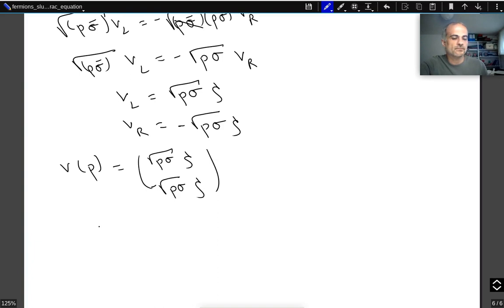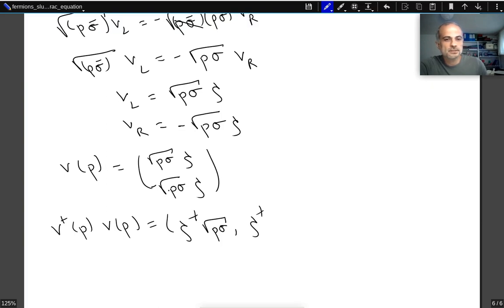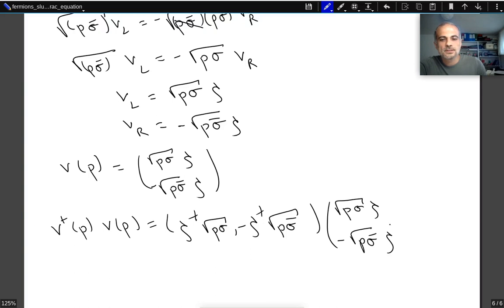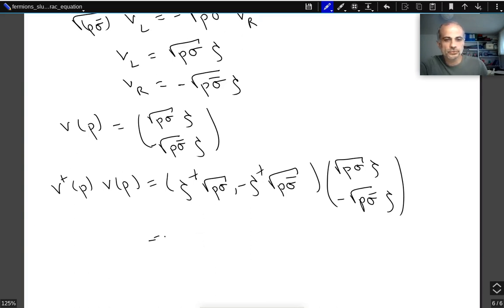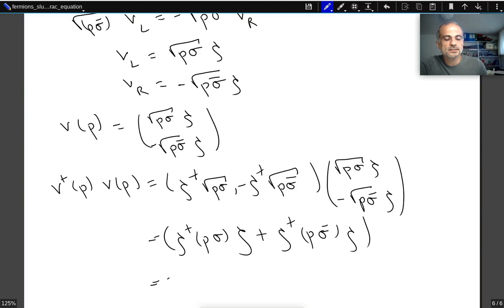Let's again check the normalization of this V dagger P V of P. This is equal to psi dagger square root of P sigma, psi dagger square root of P sigma bar, times square root of P sigma bar square root of P sigma psi, minus square root of P sigma bar psi, which is equal to psi dagger P sigma psi plus psi dagger P sigma bar psi, which is again twice P0, or twice E of P, in fact. Psi dagger psi is 1.